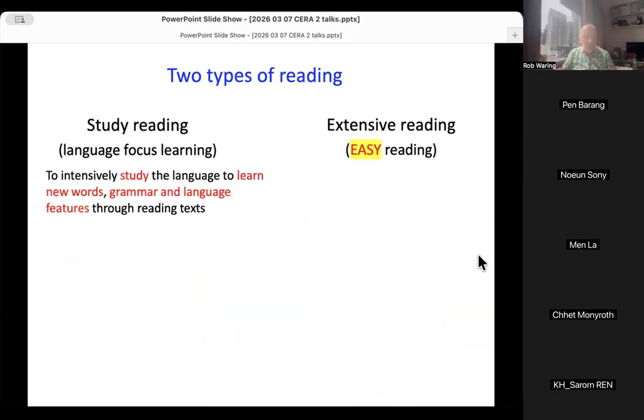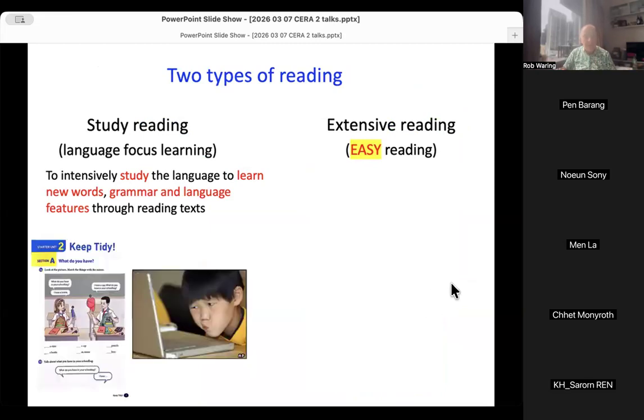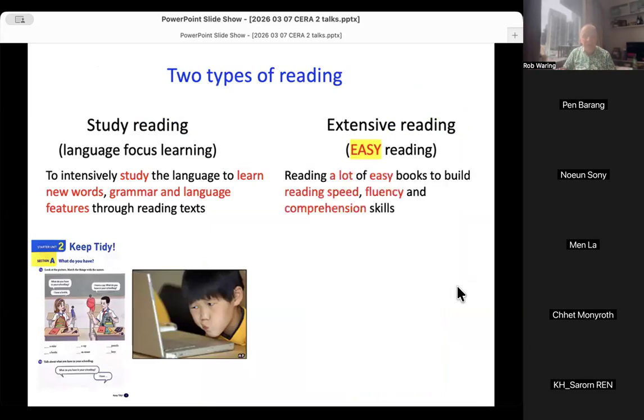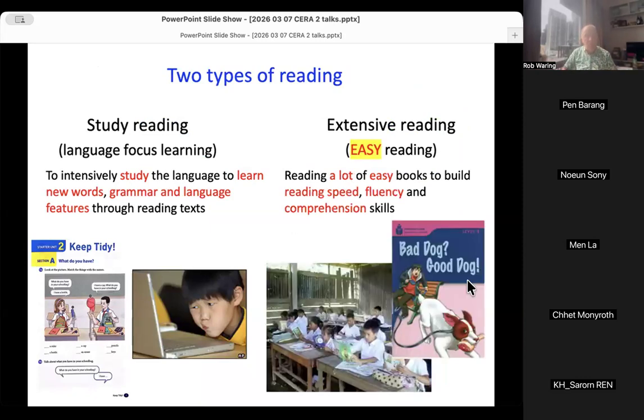Okay, so last time I just want to review. We talked about two kinds of reading. The first type of reading was study reading. This is the textbook. In the textbook, the students will study the language intensively to learn new words and new grammar and language features. And this is the standard way that we usually teach reading. In extensive reading, we read a lot of easy books to build fluency and comprehension. So they're two very, very different goals.